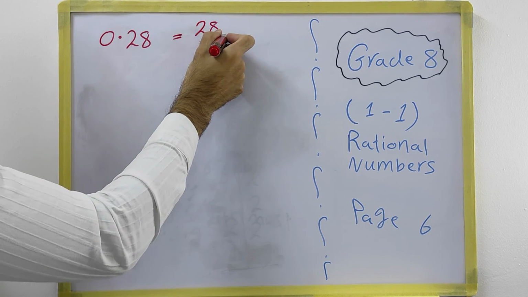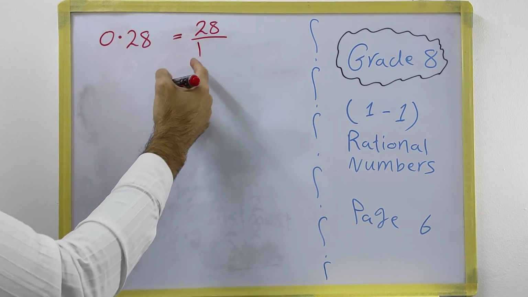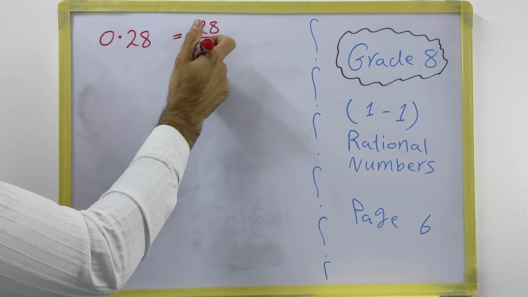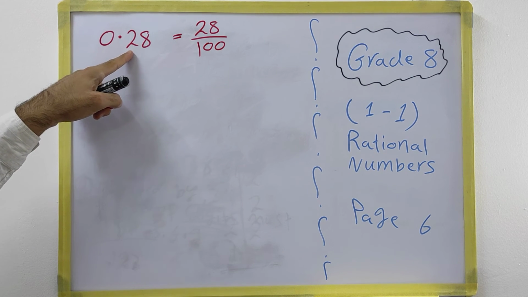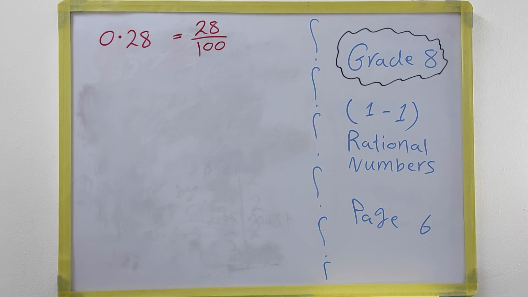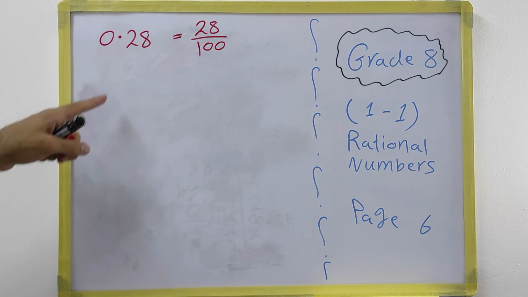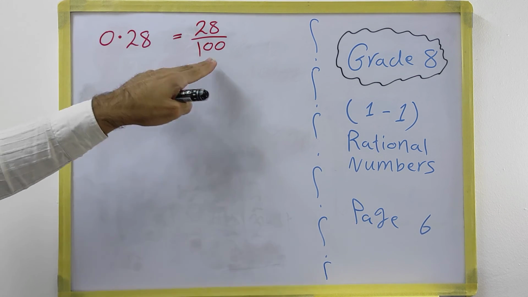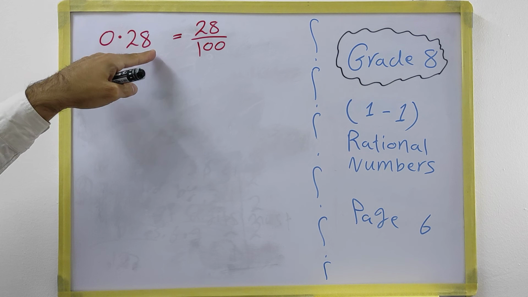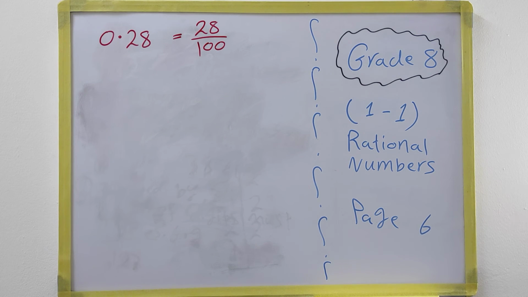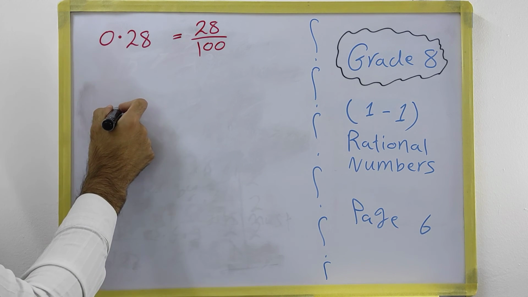We'll write the same, 28, over how much? How many numbers do we have? That many zeros we write, over 100. If it was one digit, if it was just 0.2, we would say 2 over 10. 2 digits, 28 over 100. If it was 3 digits after the point, we would say this number over 1000. We did the first one. We changed to the fraction, and now the same way as we did before, we can simplify.